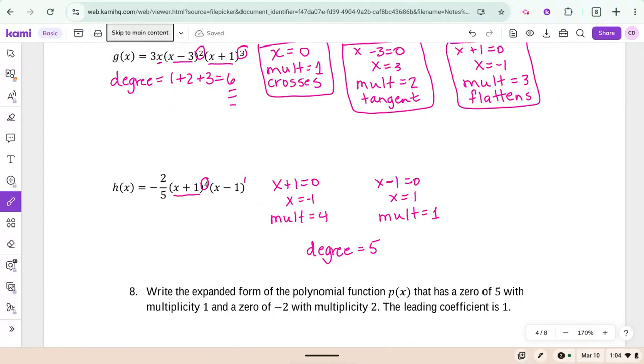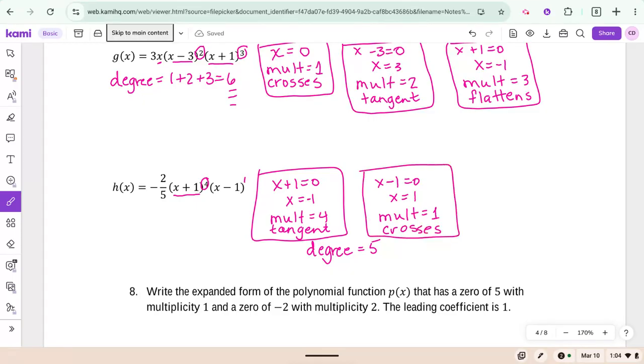So here at x equals -1, the multiplicity was 4. We found even though it was really flat, it's tangent to the graph there. And at x equals 1 with the multiplicity of 1, it simply crosses the x-axis there. And again, we get the degree by just adding 4 plus 1.